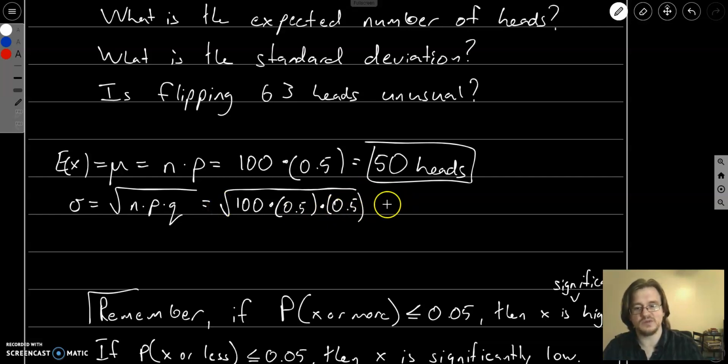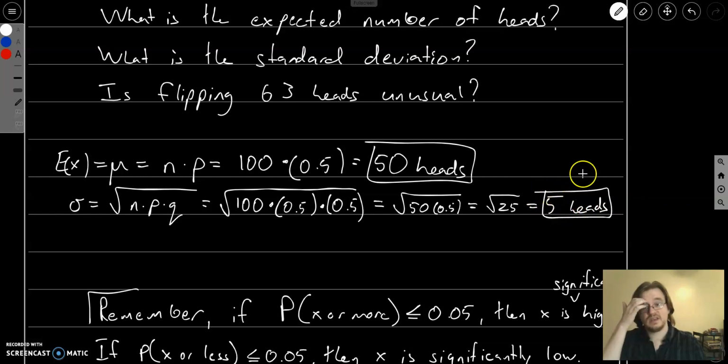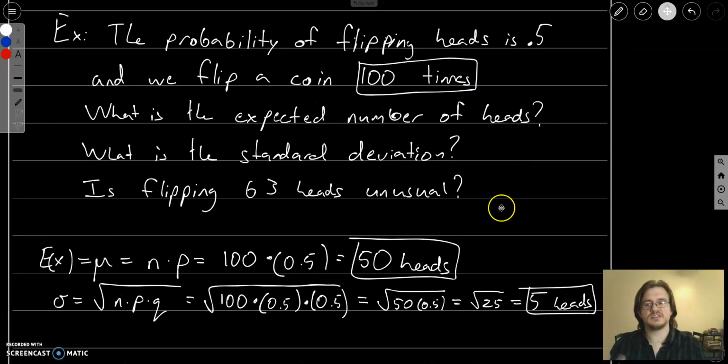And then we want to take the square root of this. So let's simplify this. 100 times 0.5, so that's a half of 100. So that's 50 times 0.5. But half of 50 is 25. And the square root of 25 is 5. So 5 heads is the standard deviation. So remember that the standard deviation roughly corresponds to the spread of the data. How spread apart is the data?